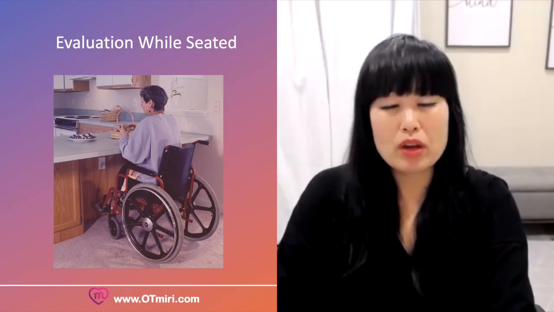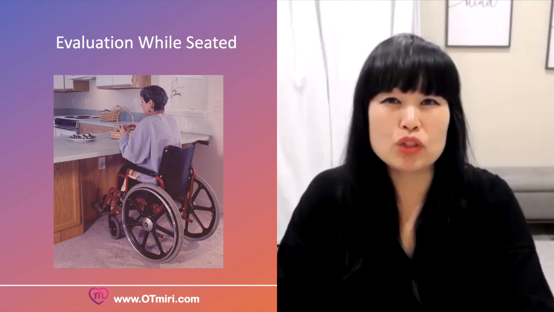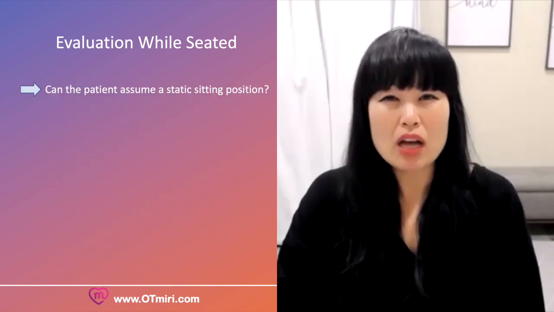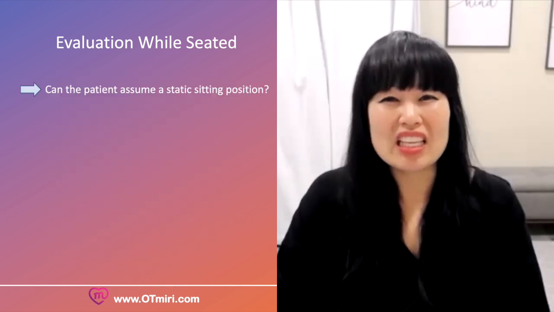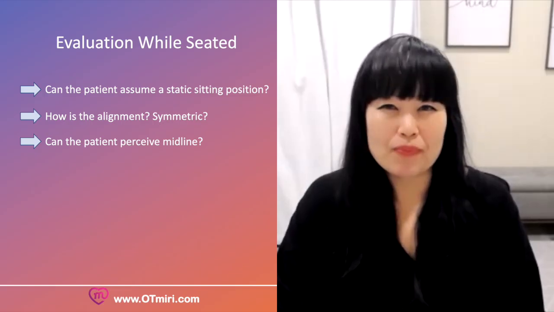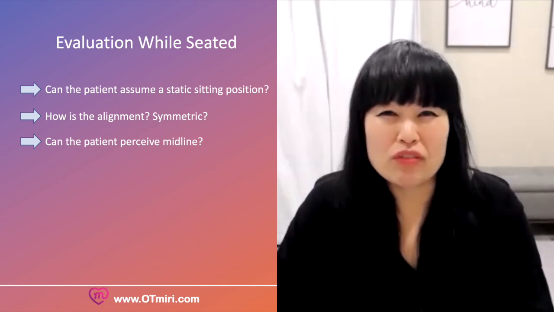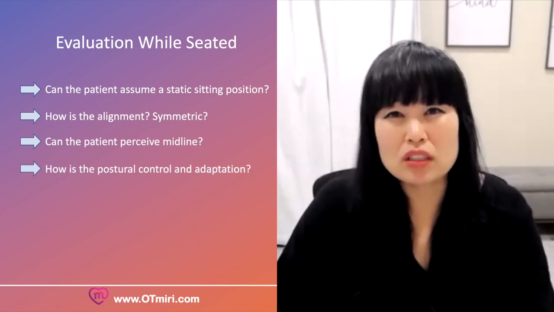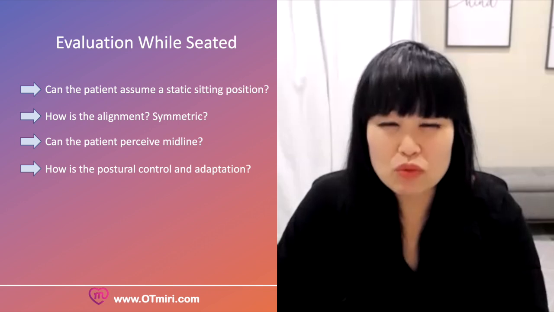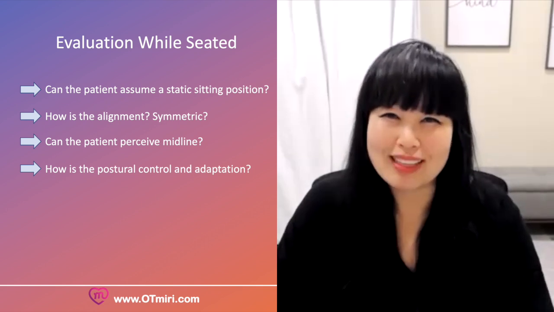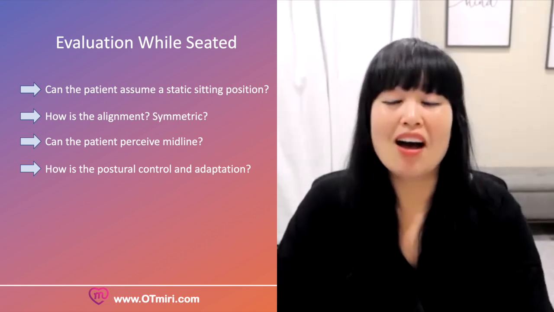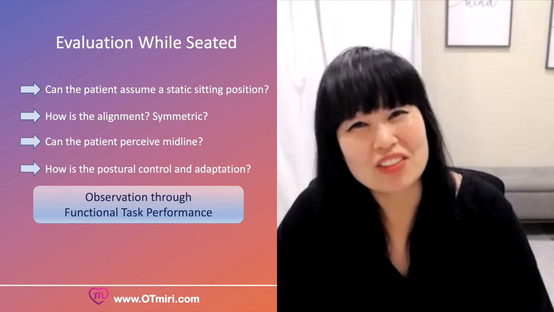And we can do that by simply observing them while they're seated. So we are looking to see if the patient can assume a static sitting posture. And we're looking at the alignment, any asymmetries you might notice, and their ability to perceive midline. We might also want to look for specific deficits in trunk control. And one of the most effective ways to assess postural control and adaptation is through observation of a functional task.